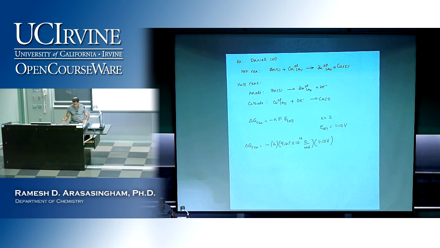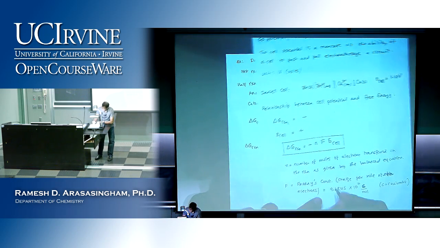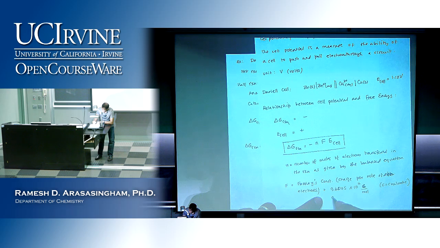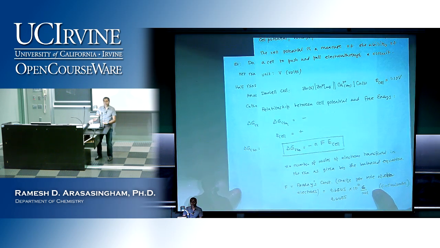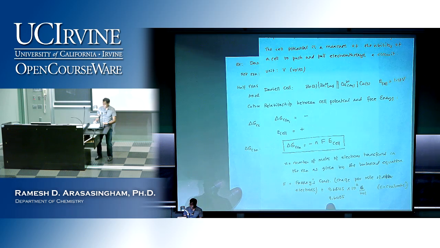Hold on, I may have made a mistake, actually. It should be 9.6485. What did I write down? 9.6. I got these two mixed up, okay? So it should be 9.6485. All right, so the Faraday constant should be 9.6485.